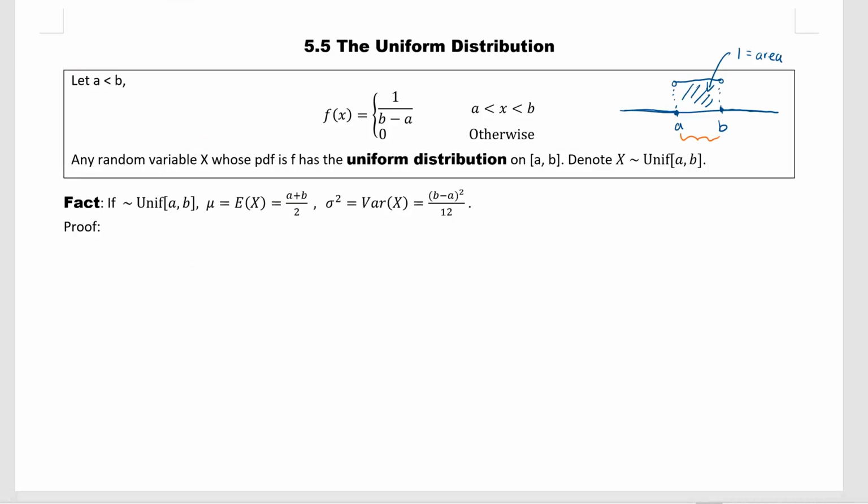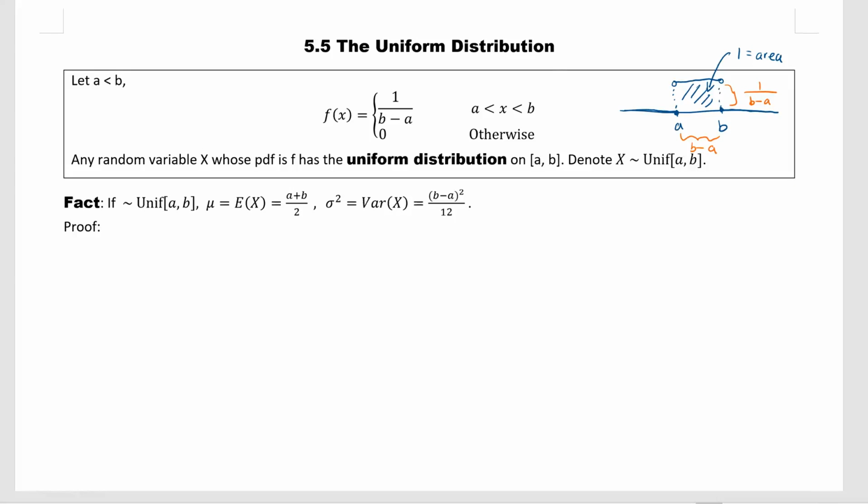You know, this width is B minus A. Then what is the height? You want to make the area 1? Well, then the height must be 1 over B minus A. Right? So that is why we have this PDF. When x is between a and b, f of x equals 1 over b minus a, and the function is 0 otherwise. Any random variable whose PDF is f has the uniform distribution on (a, b). We denote: X has the uniform distribution from a to b.